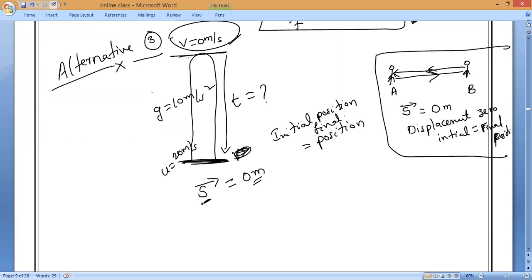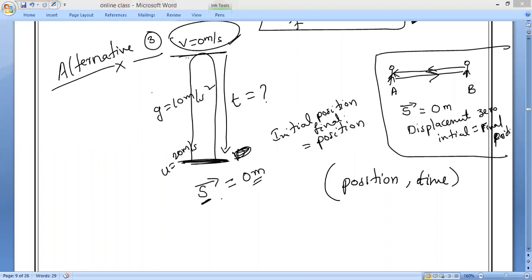Now I come to know that displacement is 0. Now displacement and time. Which equation? Position and time. Second equation. Sir, second equation. Now you can see position and time. We can use which equation? Second equation. But you have to put a statement here.